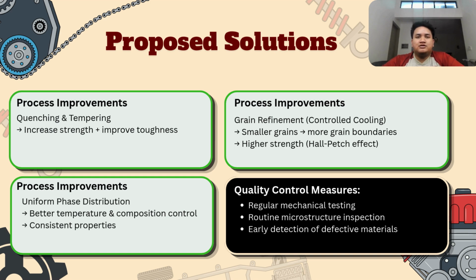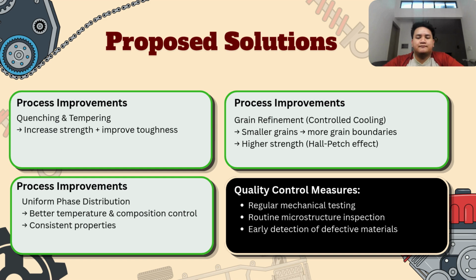We also need better temperature control to make sure the structure is uniform across the entire plate, so we don't end up with soft spots. Finally, ABC Engineering must implement strict quality control. This means performing regular mechanical tests and microstructure inspections on every batch to catch defects before they ever reach the client.